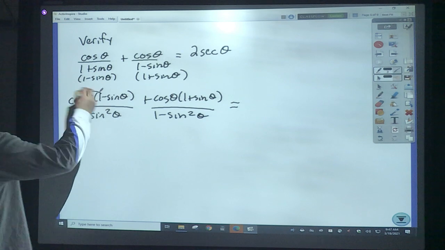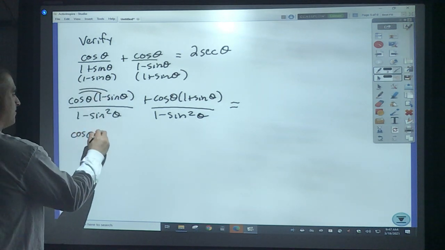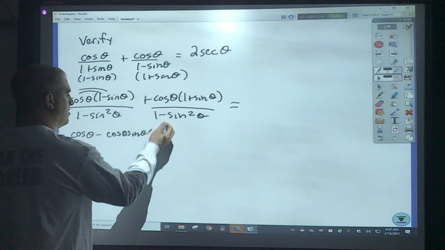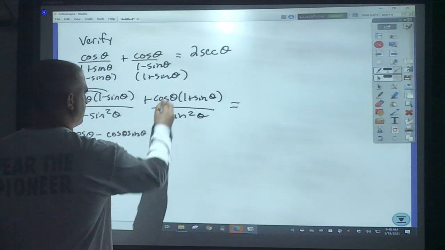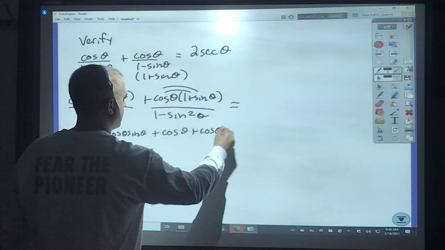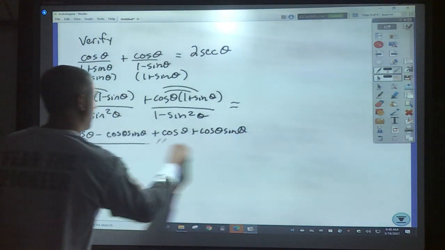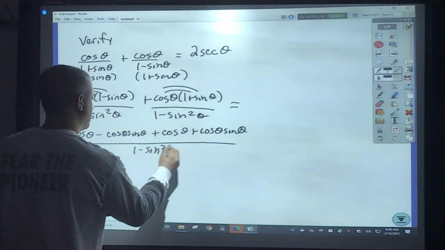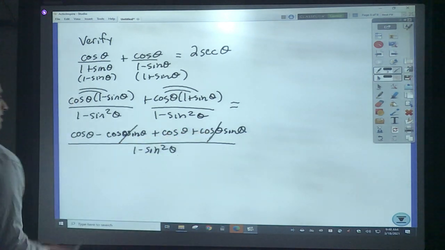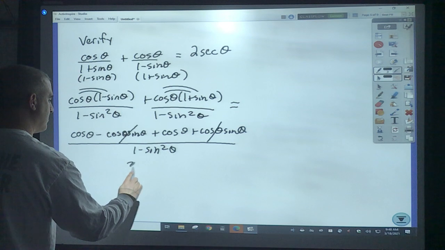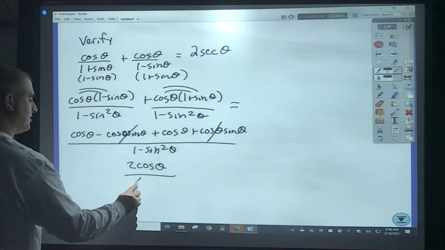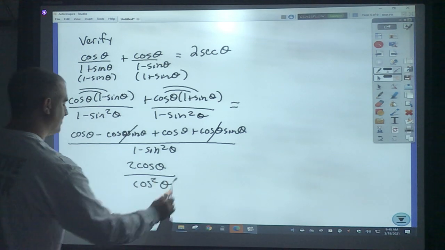So if I distribute this, this is cosine of theta minus cosine theta sine theta. I'm just going to write it in alphabetical order. Plus, if I distribute that, that's going to be cosine of theta plus cosine theta sine theta, all over 1 minus sine squared theta. Now, as you notice, these two are going to cancel each other out. So I got a cosine and a cosine, so it's going to be 2 cosine. And then I know that this is one of my identities, so it is going to be cosine squared theta.